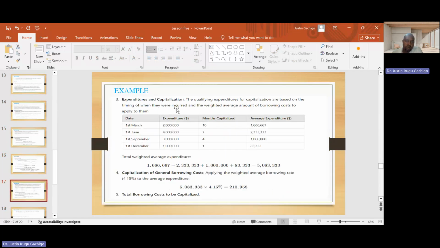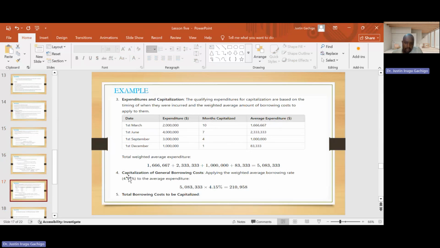Then the second thing is to get the expenditure. This is how the amount has been used. So 2 million was for 10 months. Average expenditure is going to be 1.6. We get 1.6 by taking 2 million, multiplying by 10 months, and dividing by 12. 4 million multiplied by 7 over 12, you get that. 3 million multiplied by 4 over 12, you get that. 1 million multiplied by 1 over 12, you get that. So the total weighted average expenditure will be the sum, which gives 5 million.